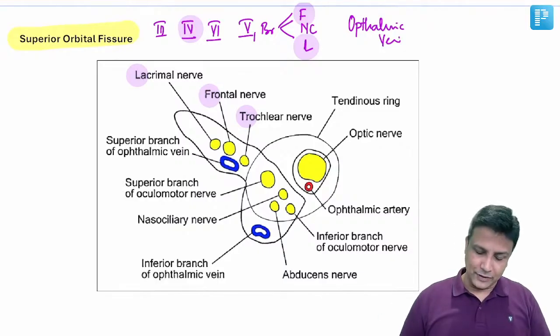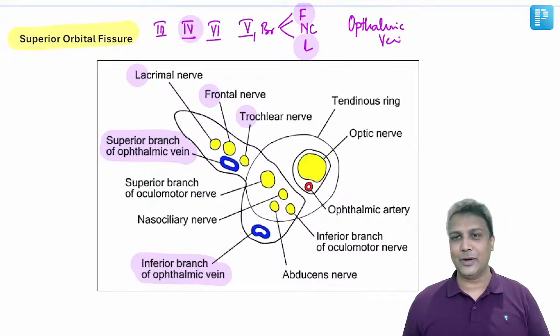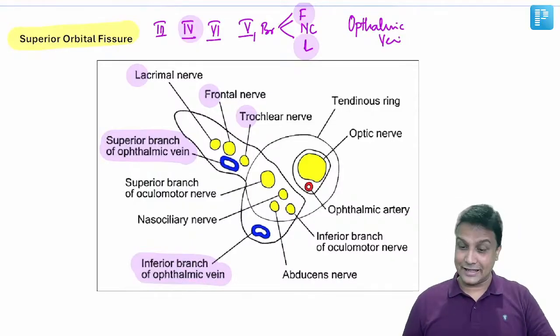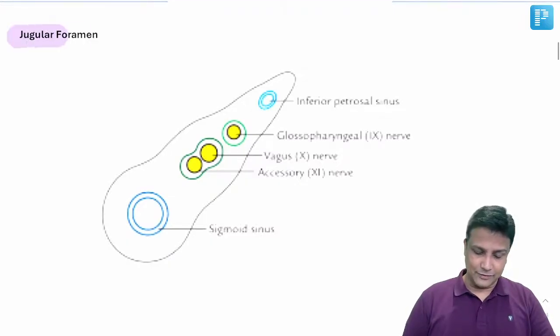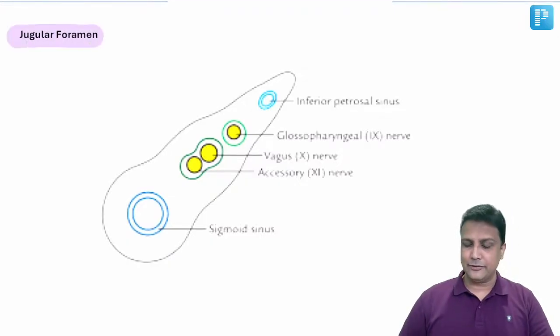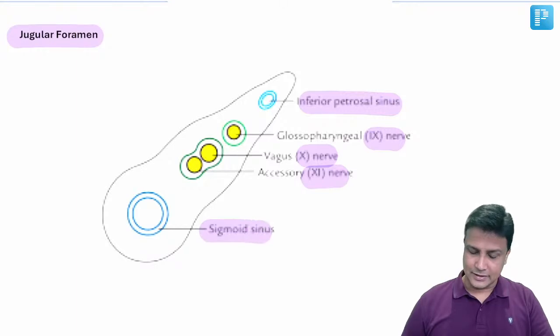And of course, you're able to find the ophthalmic veins also outside here. The superior ophthalmic vein and inferior ophthalmic vein are also present outside the ring of Zinn. Now moving on to the next foramen here, that is jugular foramen. What is going to pass from the jugular foramen? Of course, the 9th nerve, 10th nerve and 11th nerve is going to pass. Along with that, there will be inferior petrosal sinus here and sigmoid sinus.